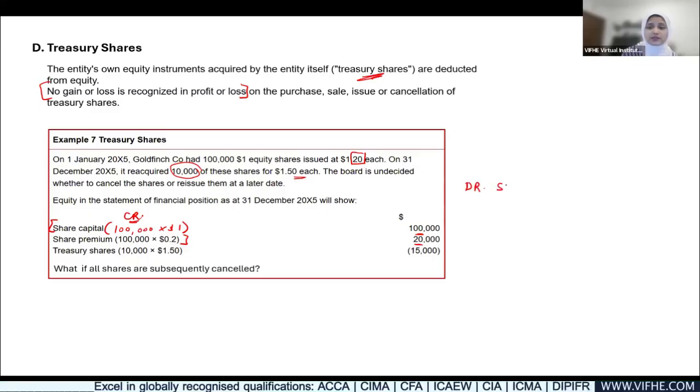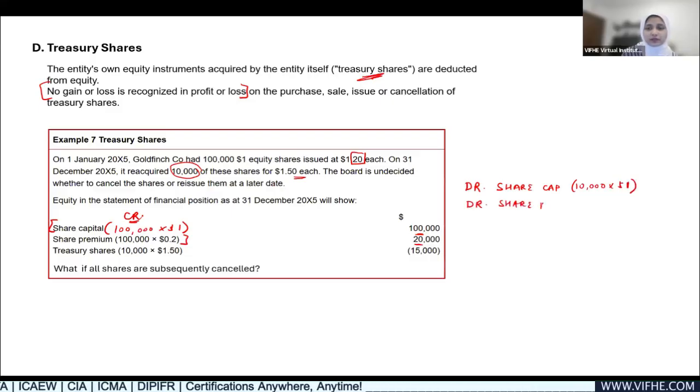On the debit side, this will have share capital, 10,000 shares that I'm cancelling, and the nominal value is $1. So this is getting cancelled. Then debit share premium, also getting cancelled, 10,000 into $0.2. Okay. So on the debit side, I have 10,000 cancelled. I have 2,000 cancelled. Credit to what?